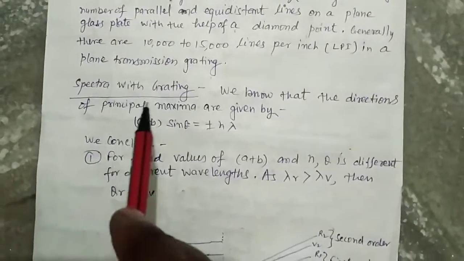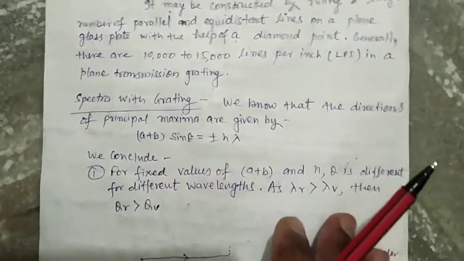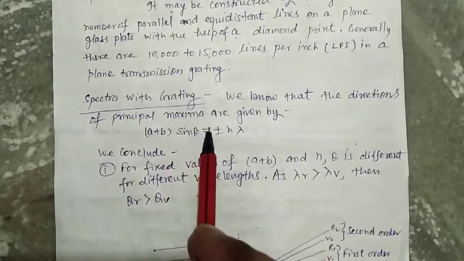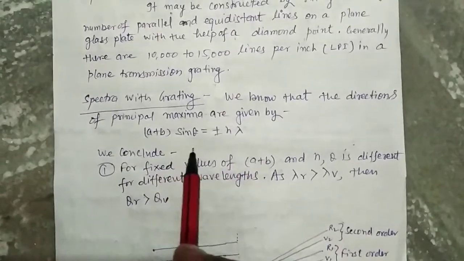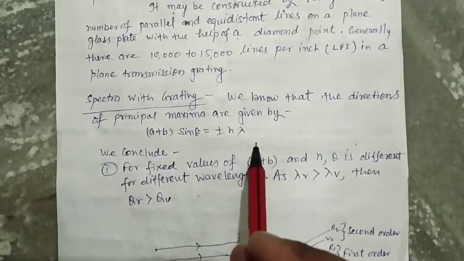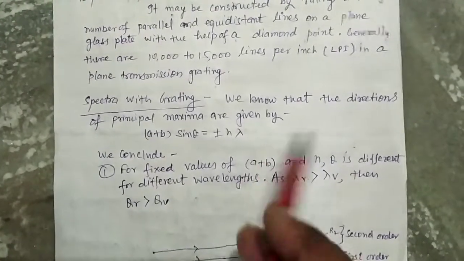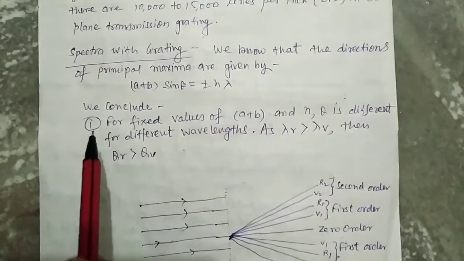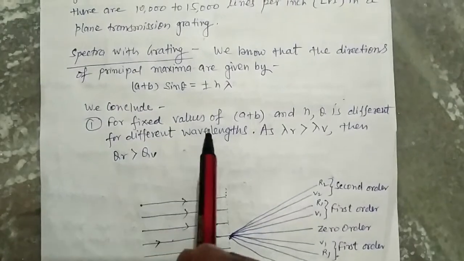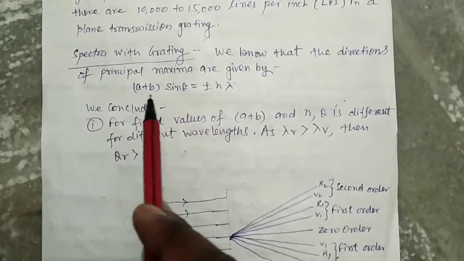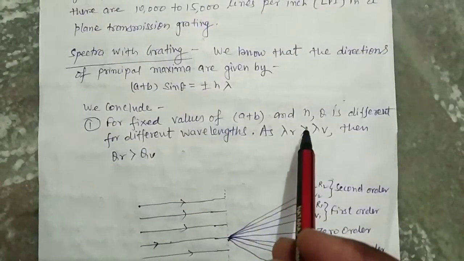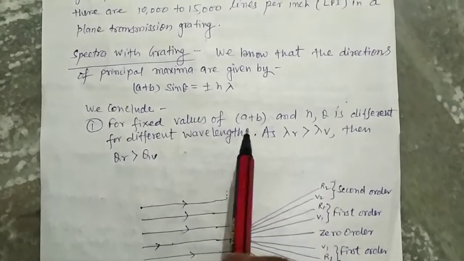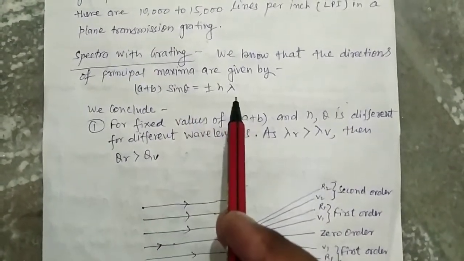Now we take spectra with grating. We know that the directions of principal maxima in grating are given by (a plus b) sine theta is equal to plus minus n lambda. So this is the main equation to discuss the spectra. From this equation we conclude, number 1, for fixed values of a plus b and n, theta is different for different wavelengths.